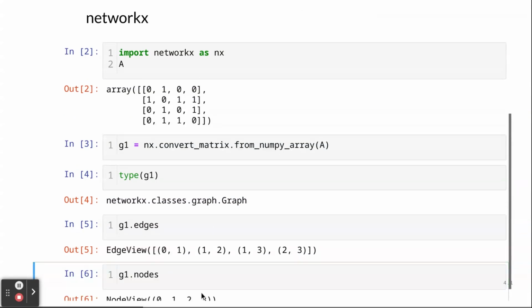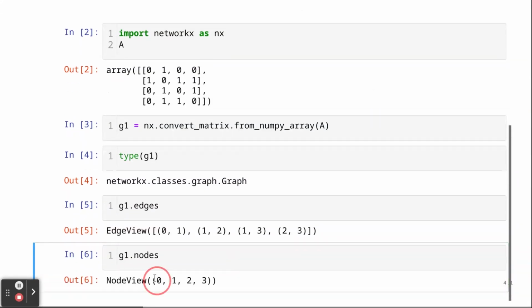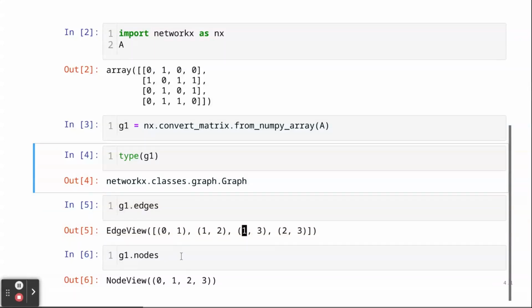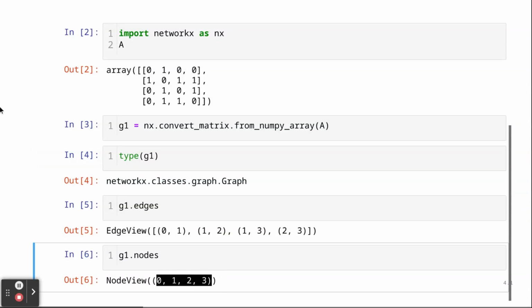We can also ask it for what the nodes are. And here it tells us that the nodes are labeled 0, 1, 2, 3. So node 1 in this instance corresponds to any time you see a 1 up above in the edge view. We'll see examples when they aren't just the default integers here pretty soon.